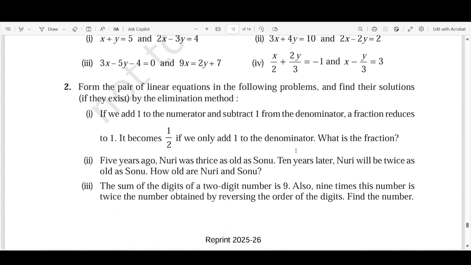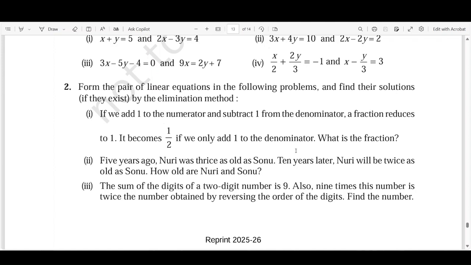Next, problem number 2. Form the pair of linear equations in the following problems and find their solutions, if they exist, by the elimination method. So the first one is: if we add 1 to the numerator and subtract 1 from the denominator, a fraction reduces to 1. It becomes 1 by 2 if we only add 1 to the denominator. What is the fraction? So they have asked us to find the fraction and they have not given the numbers.